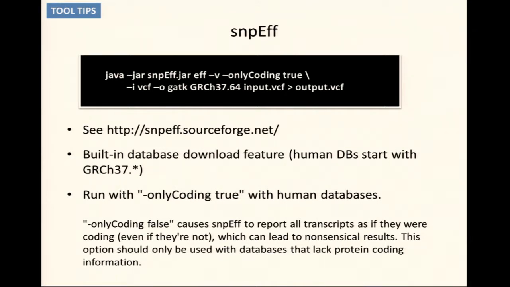It's very simple. You pass in your VCF, and you pipe it to your output VCF. This is giving you verbose output and telling you only to look at the coding genes. The database for snpEff is built in, with a way to download it yourself, and running with only coding in human databases restricts it to protein coding transcripts. There are plenty of observed RNAs that don't correspond to observed proteins, so if you leave this out, you'll get annotations based on RNAs that aren't known for coding proteins. That's why you want to run with only coding set to true.